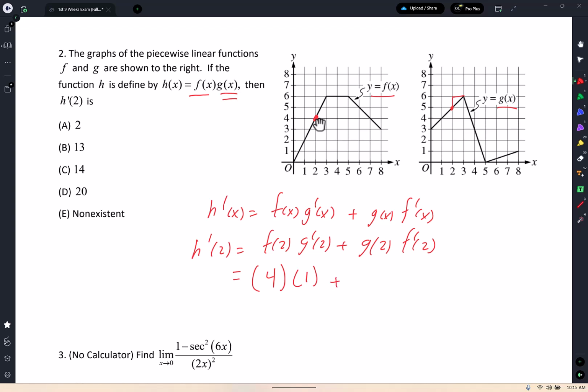All right, plus g of 2. G of 2 looks like it's what y value? 5. Times f prime of 2. Go to the f graph, and it looks like, what's the slope there? 2. You go up 2, right 1. See? Down 2, left 1. All right, there it is. We're done. 4 plus 10, 14. What'd you guys think? Not bad, right?